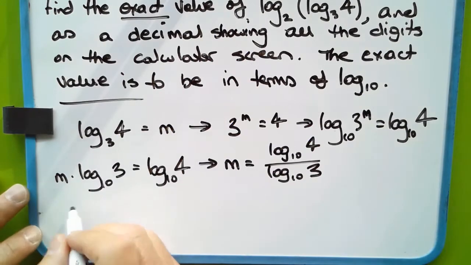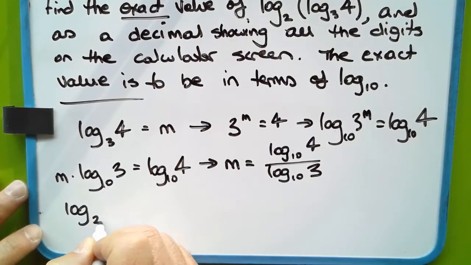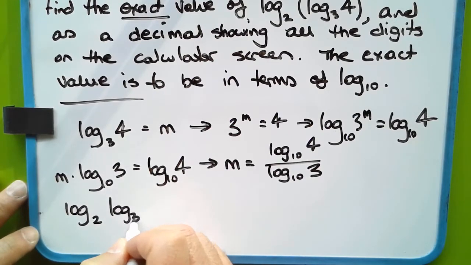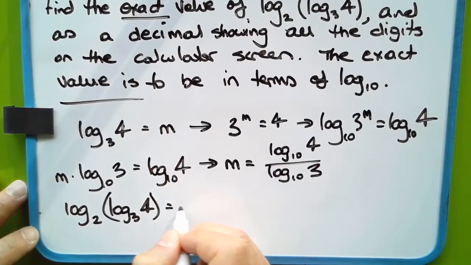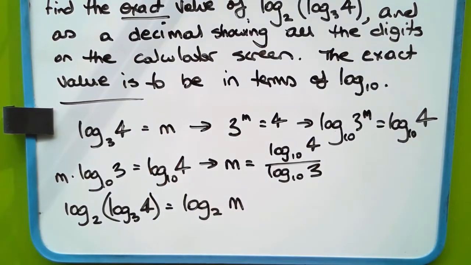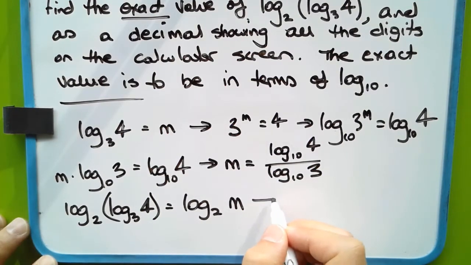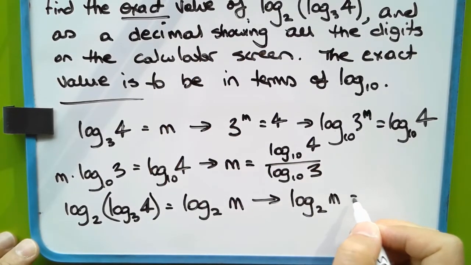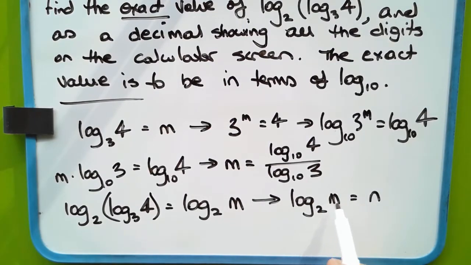So log base 2 of log base 3 of 4 is really just log base 2 of m. We're going to repeat the same thing again. This time I'm going to introduce another pronumeral. I'm going to write that as log base 2 of m is equal to n this time. Now m I already have a value for. This I can enter into the calculator directly. I can get a decimal answer if I wanted to, but I'm going to keep it in exact form because that's what the challenge asks us to do.